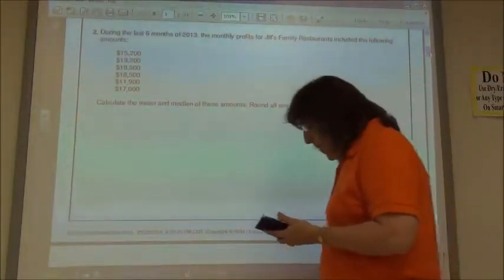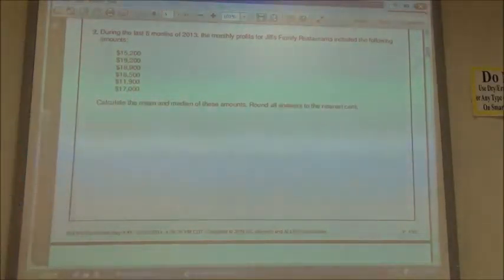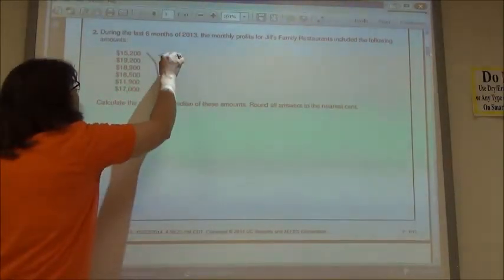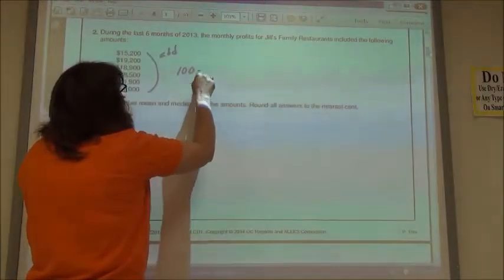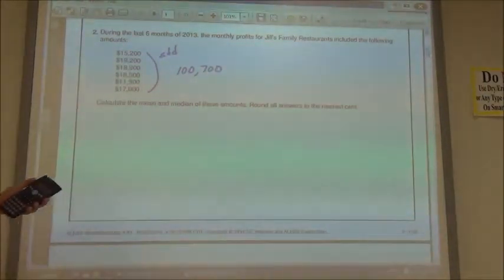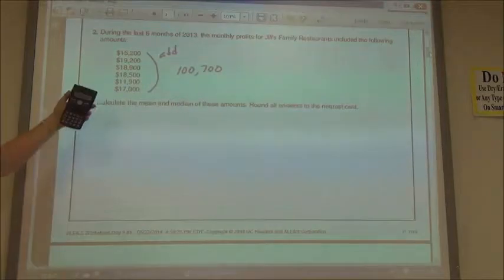So number 2, basically that same thing that we did. Again, they did 6 months. We want to find the mean and the median. So we're going to start by adding the numbers up. So 15,200 plus 19,200 plus 18,900 plus 18,500 plus 11,900 plus 17,000 even. So we have 100,700. We want to find the average, so we're going to divide that by 6.